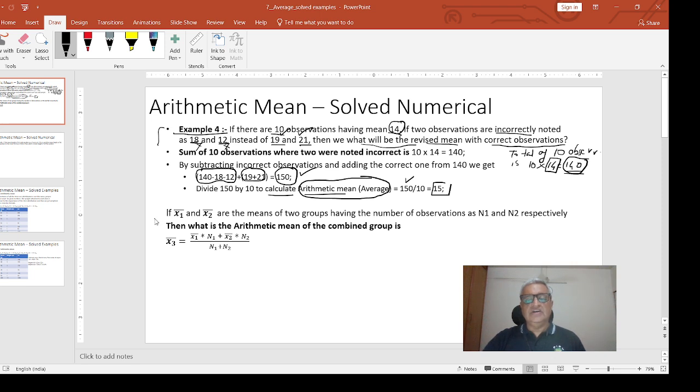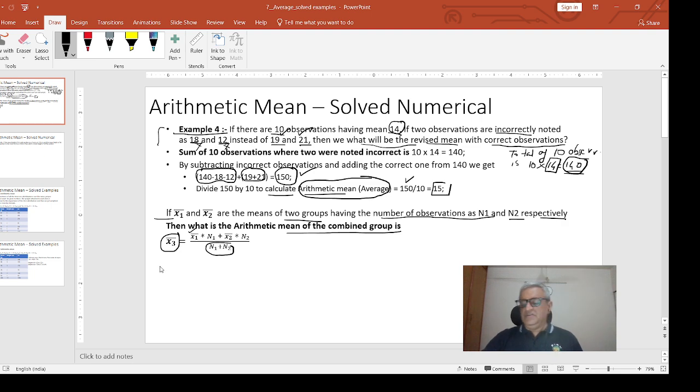Let us see another one. If there are x1 bar and x2 bar as two means of two groups having number of observations n1 and n2 respectively, then the arithmetic mean of the combined group, which is x3 bar, is given by x1 bar times n1 plus x2 bar times n2, divided by n1 plus n2.